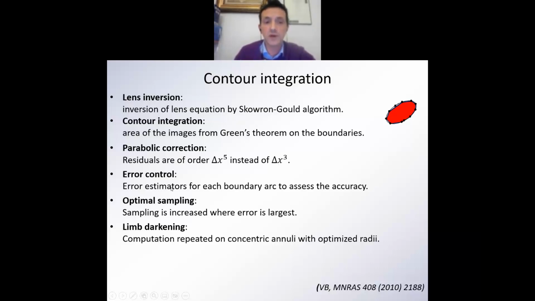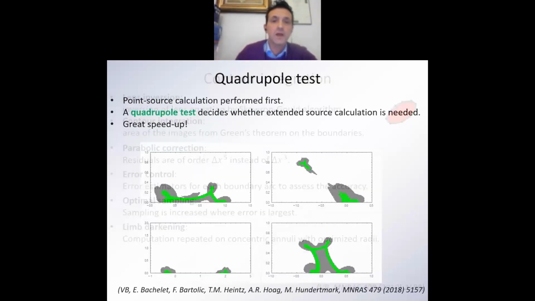So this means that we have error estimators for each piece of the images. And so this can also be used to drive the sampling. So the sampling is not uniform, but is optimized so that it's increased where the error is largest. And finally, we can get limb darkening by repeating the calculation on concentric annuli.